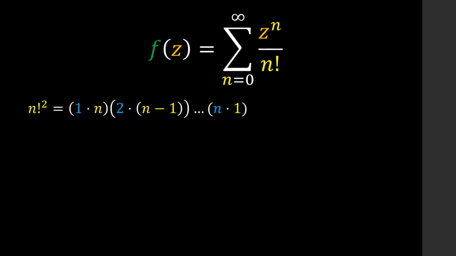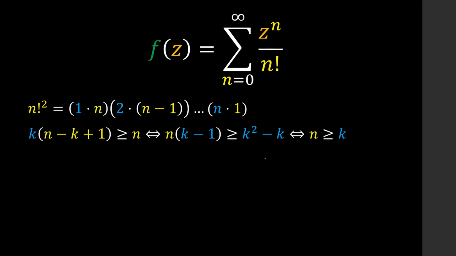And rearranging a little, if we have the first factorial in blue and the second factorial in yellow, and we arrange them in opposing orders, then we can have 1 times n times 2 times n minus 1 times 3 times n minus 2, and so on, up to n times 1. So we've flipped around here.